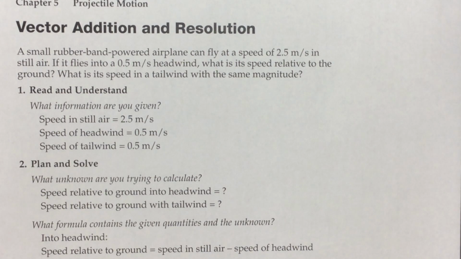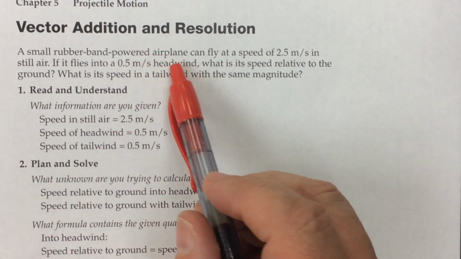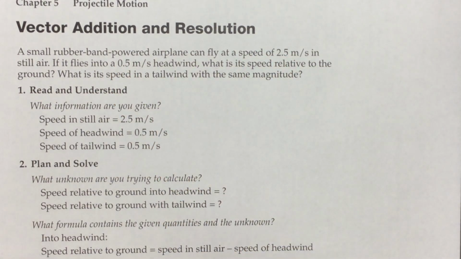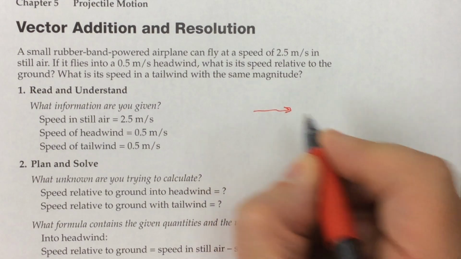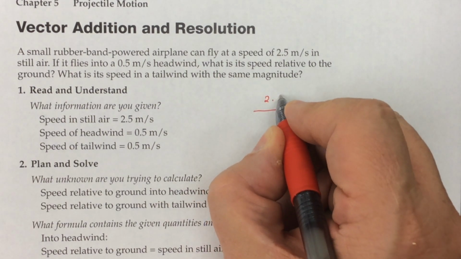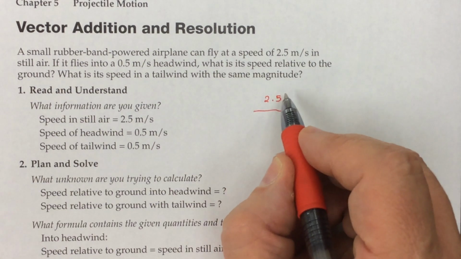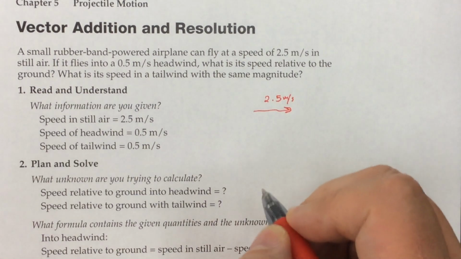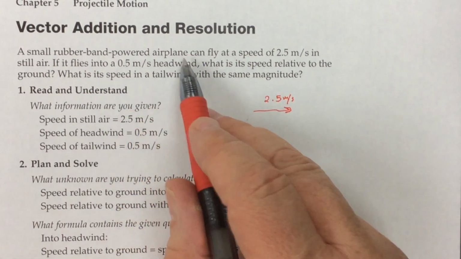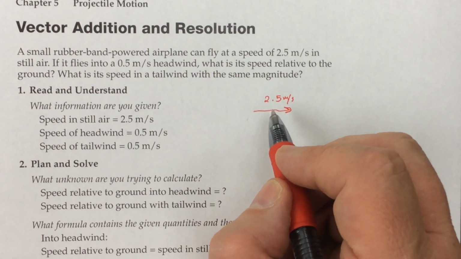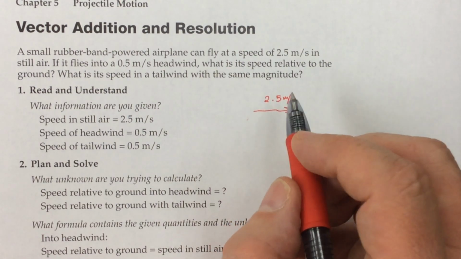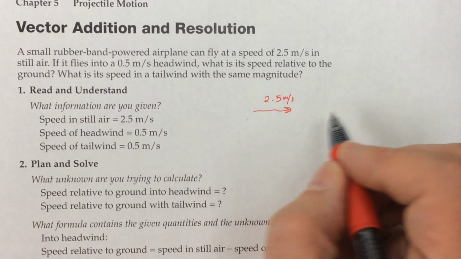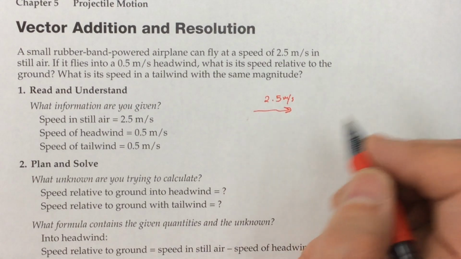So here's an example. A small rubber band powered airplane can fly at 2.5 meters per second in still air. Okay, so let's imagine that it's flying this way. Its vector, its magnitude is 2.5 meters per second. That's the scalar portion. And this would be the direction that it's going. Now, it doesn't tell us what direction it is, but whatever direction that is, it's in a direction. And so we can either add with a direction or cancel it if it's opposing it.